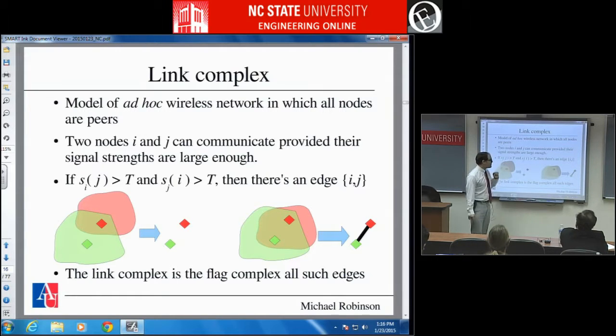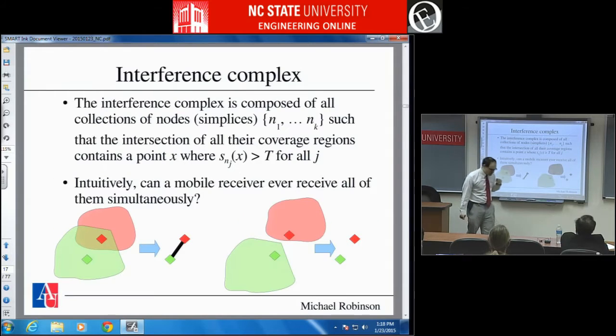Okay. Now, this is great if I have an ad hoc wireless network. Ad hoc wireless networks are great for theoreticians. We love ad hoc wireless networks because everything's uniform. But frankly, most of you probably have devices in your pocket, or at least near your pocket, that do not use an ad hoc wireless network, but use a star-type network, one that talks to access points. So let's take a look at a kind of complex, not the link complex, that would work well for that. And that's something that I call the interference complex.